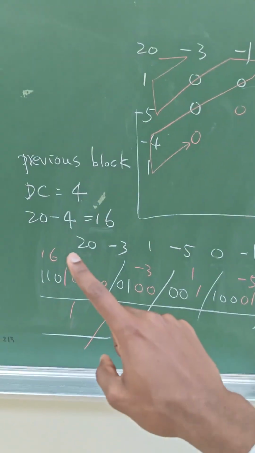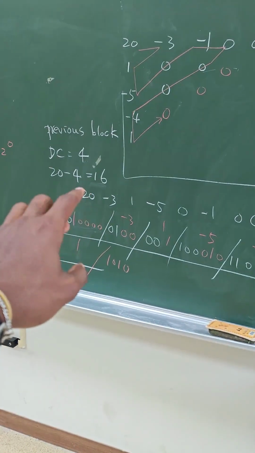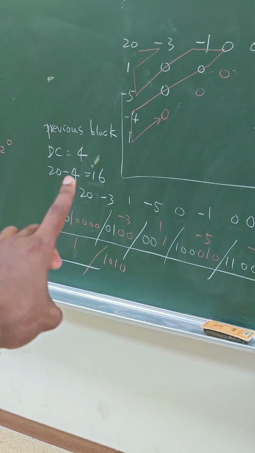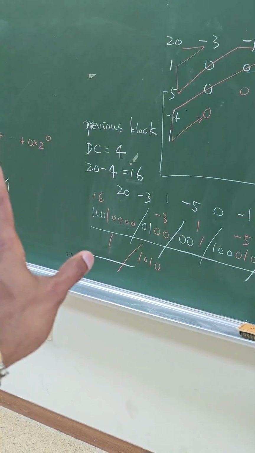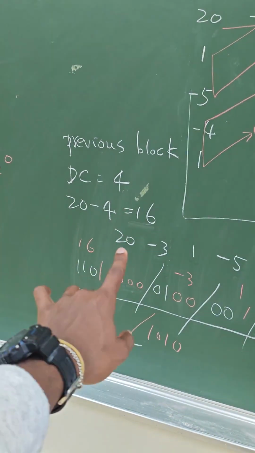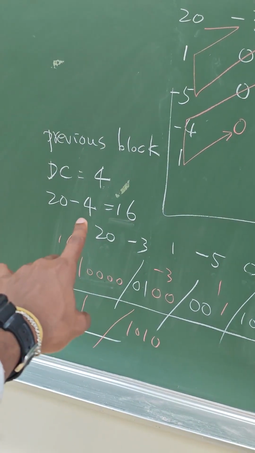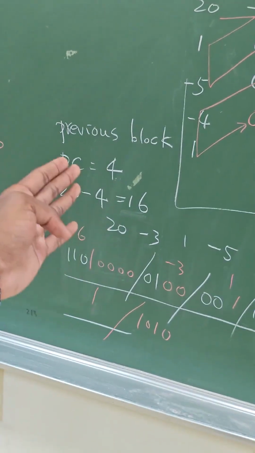For the 20, first of all, 20 is the number, right? But when you're on your first one, you have to subtract it from something. So that's why you have 20 minus 4 over here, because this is your 20, and you have to subtract it from 4, the DC of the previous block. So it's 20 minus 4, which is 16.